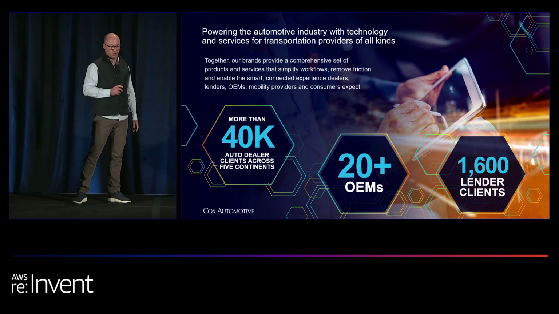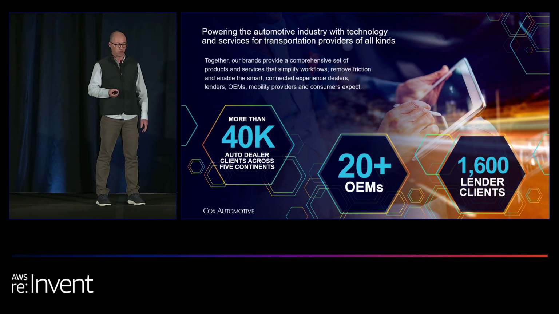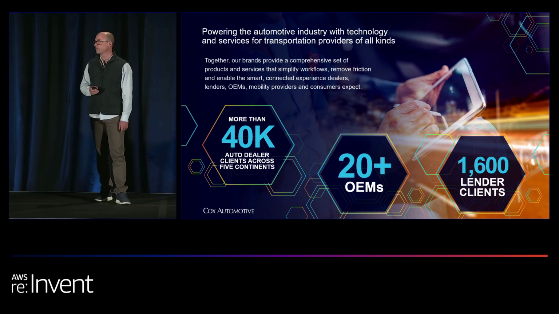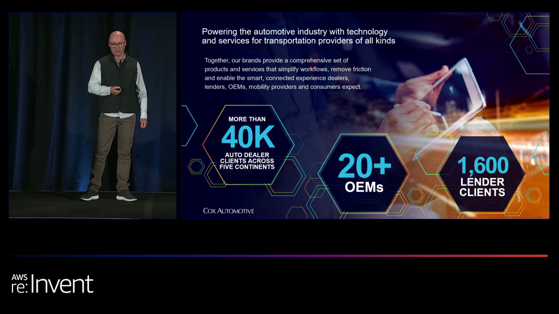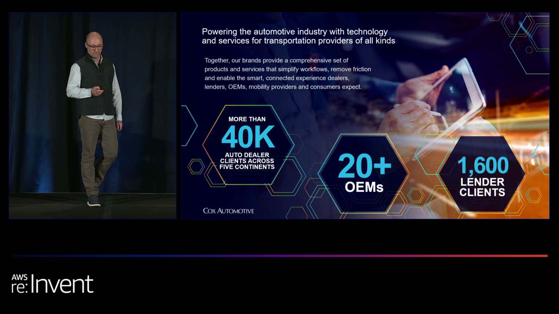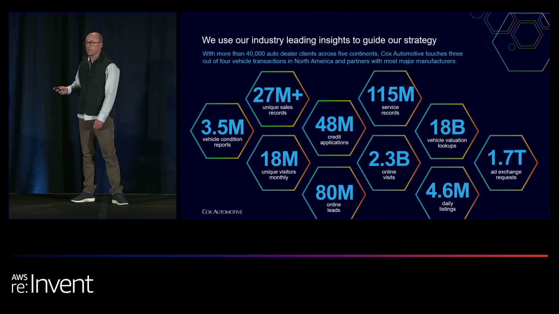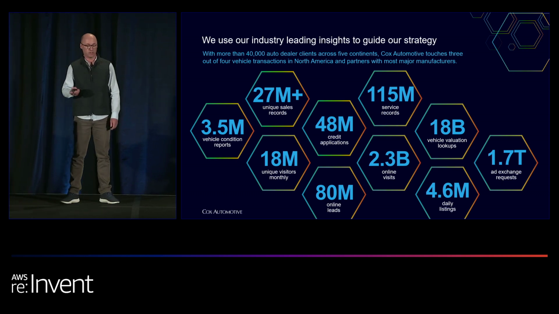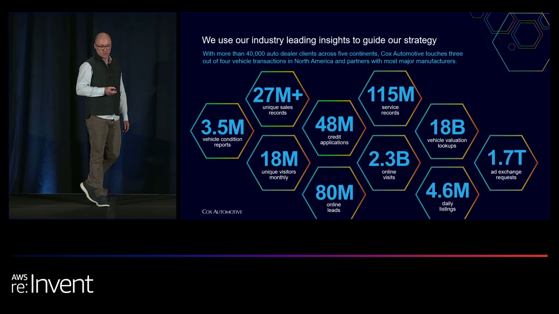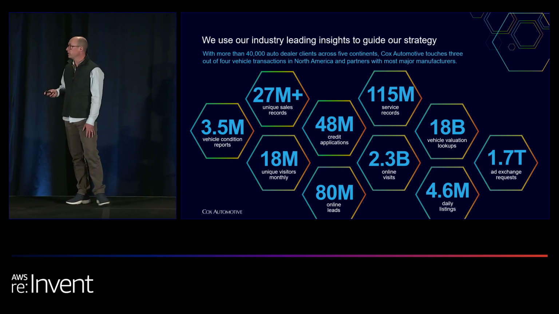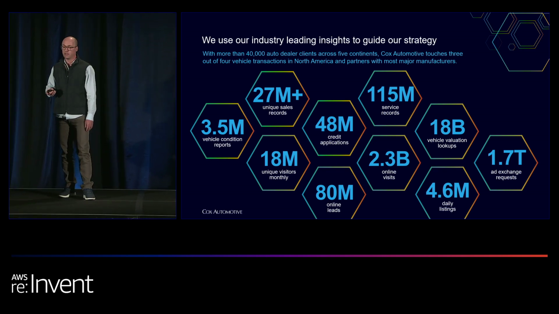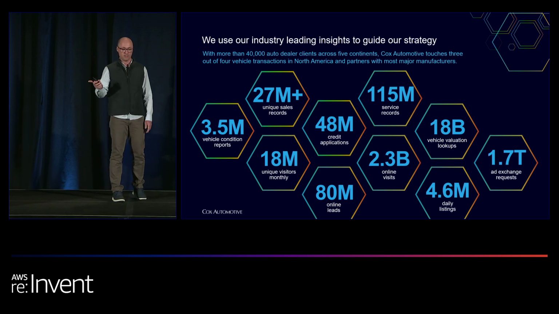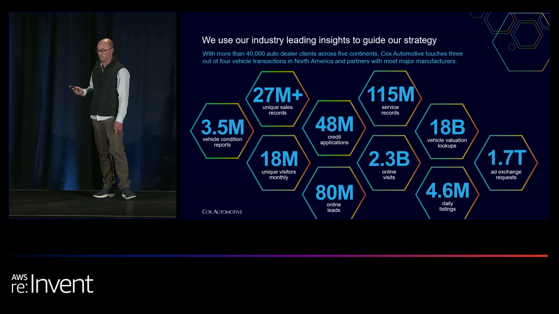All right, Cox Automotive has more than 40,000 dealer clients across 5 continents. We partner with more than 20 OEMs, that's vehicle manufacturers, and we've got more than 1,600 lender clients in our network. Take all that together, and we touch 3 out of 4 vehicle transactions in North America in at least one way. We've got some of our sizzle stats here. I'm just going to pick a few of them. So we list almost 5 million vehicles daily, and that generates 80 million leads, 48 million credit applications, and 18 billion vehicle valuations annually.